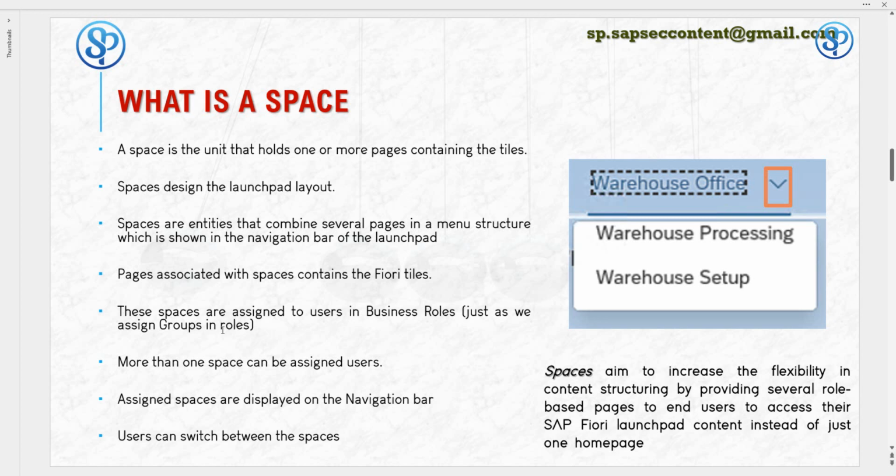Okay, you can have more than one space assigned to users, and a space can have multiple pages. Users can also switch between spaces. So you can have multiple spaces assigned to the users, and users switch groups to access the apps. You can switch spaces and pages to access the apps that are assigned to the users. Okay, they can do that. So the pages are the ones that contain the tiles.